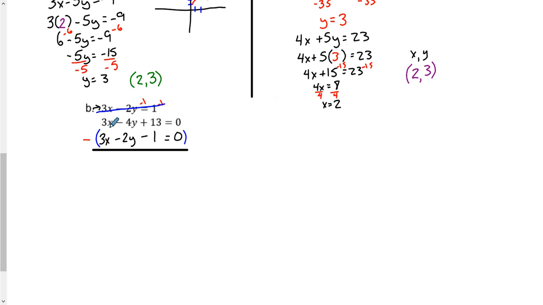Well, the x's are already the same. They're already 3's. Well, the only way that I can eliminate them is by subtracting. If I have my 3x and I subtract 3x, I have 0 x's. I'm okay. Negative 4y subtracting negative 2y, that is not 6.